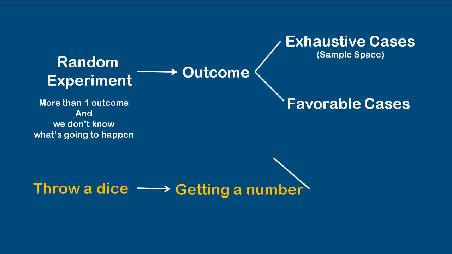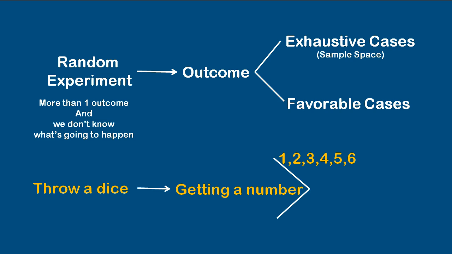Then what are the exhaustive cases? Exhaustive cases or sample space in our case is 1, 2, 3, 4, 5, 6, right? Because exhaustive cases means whatever is possible when you throw a dice. What is possible when you throw a dice? Either you can get a 1 or a 2 or a 3 or a 4 or a 5 or a 6, right? That is why these are called exhaustive cases, or this is also called a sample space. So all possible outcomes form the exhaustive cases or sample space.